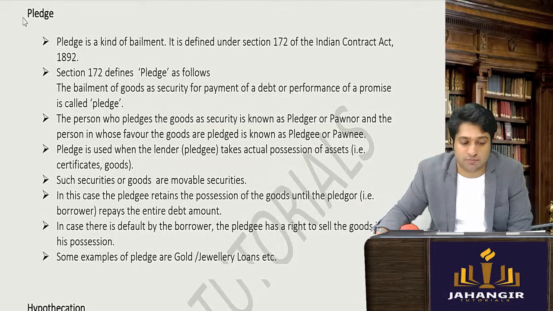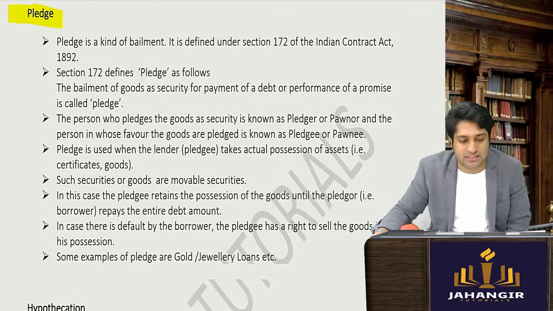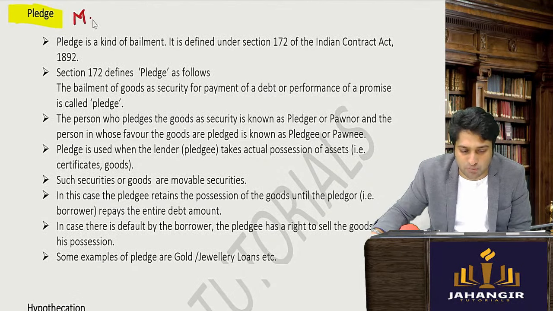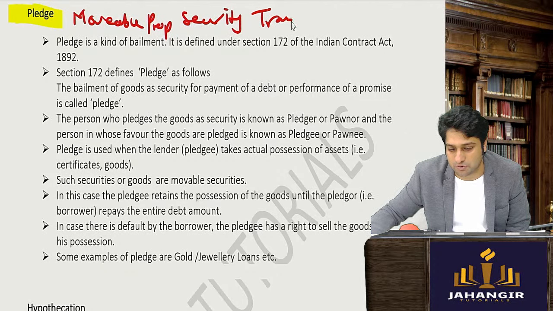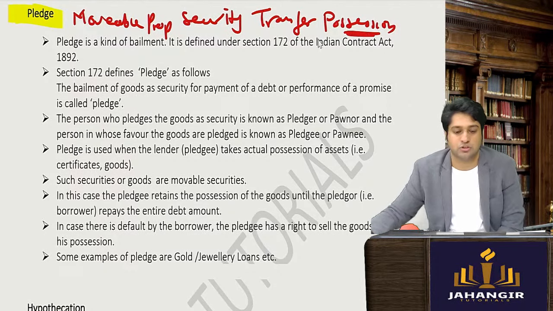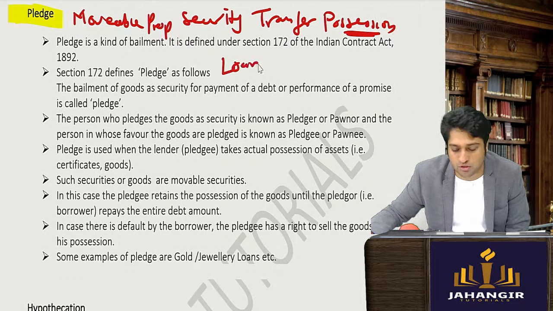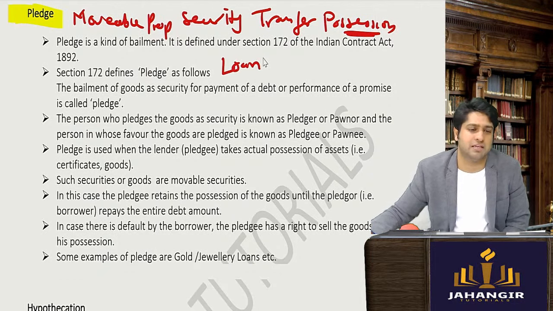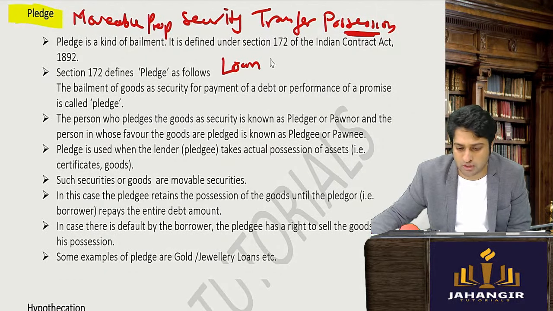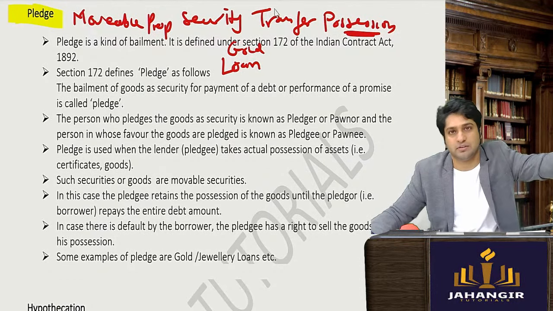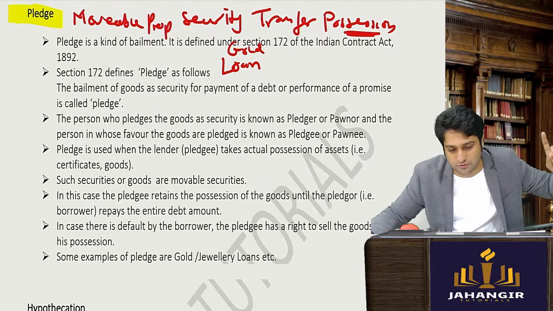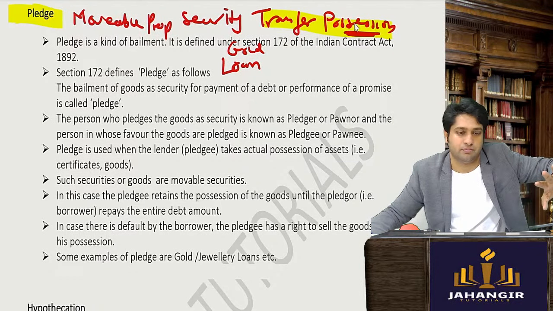Because I want to tell you the concept of pledge. Pledging is when you keep movable property as security, and you transfer the possession of the goods. For example, have you heard of gold loans? Muthoot Finance, the biggest gold loan company. So you give the gold to the bank. There is a transfer of possession but not ownership.